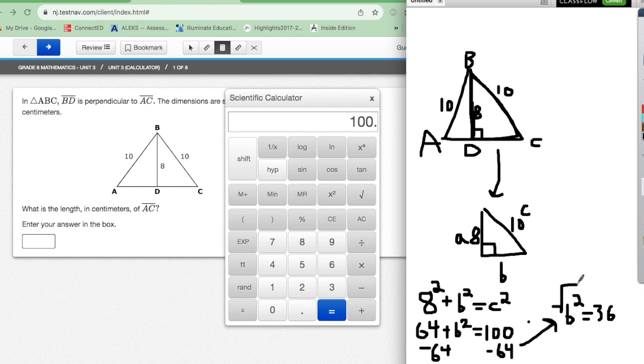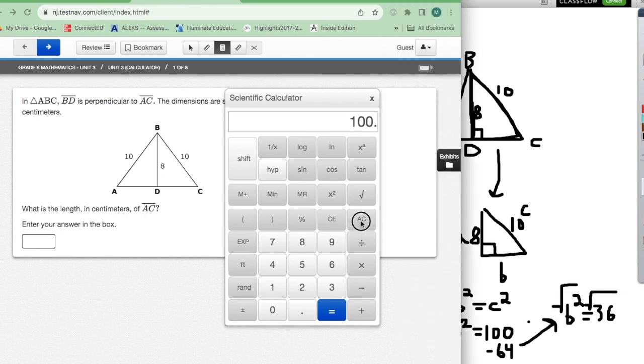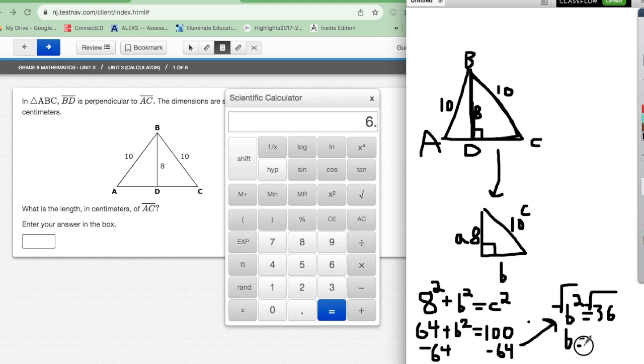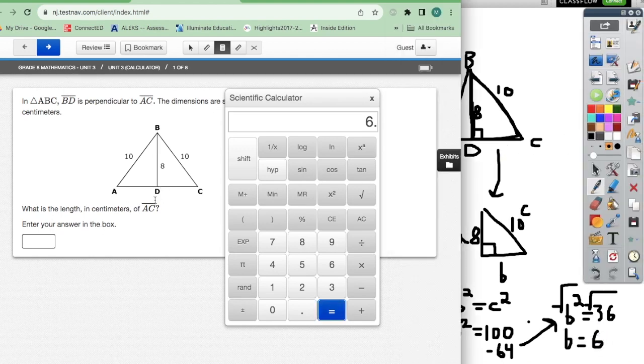And then I need to square root. If I don't remember that, I'm going to enter 36 and then hit the square root button that's right here. And I get 6. So b is 6.